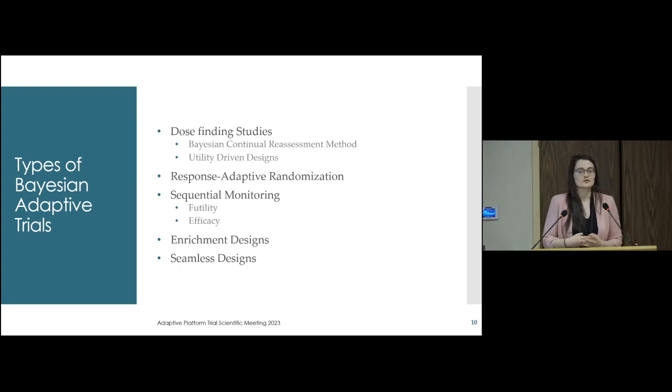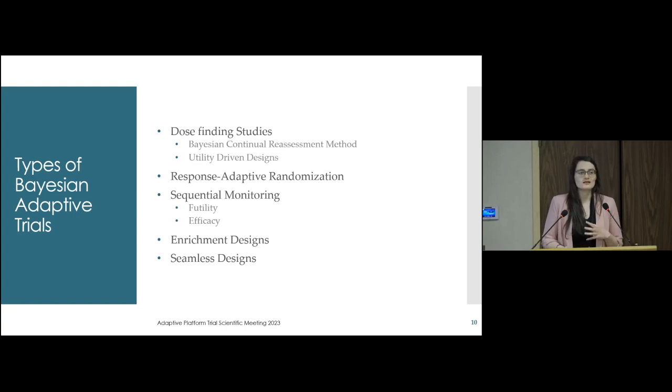So we have dose finding studies. There are 2 key classes of dose finding study that I think are uniquely or very Bayesian. One is called the Bayesian continual reassessment method, which allows you to adapt very quickly to the data that you have available for the different doses and find the best dose.